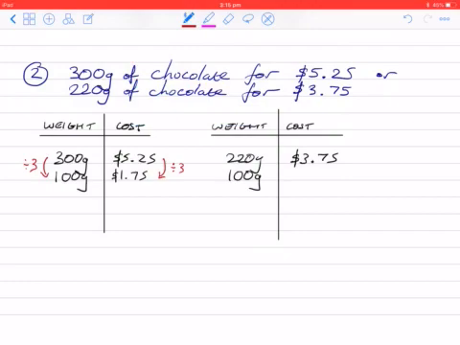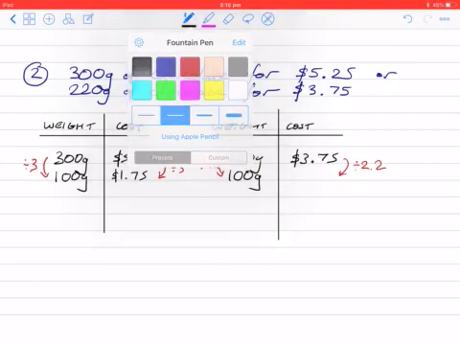Now on this other one, 220 grams, I've got to change that to 100 grams. A little bit trickier. So to change 220 to 100, you divide it by 2.2. That's going to change it to 100. Do the same over here. We divide that by 2.2. Now on my calculator, I go 375 divided by 2.2. And I get really quite a funny answer.